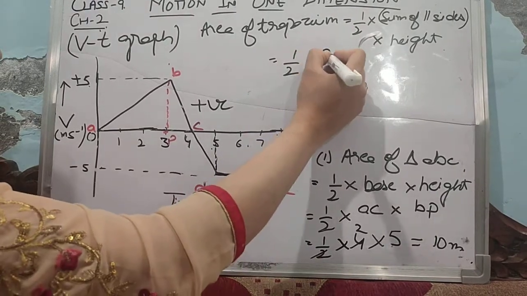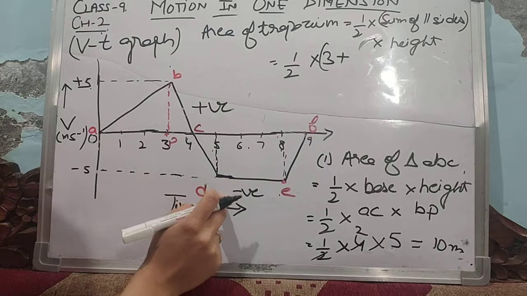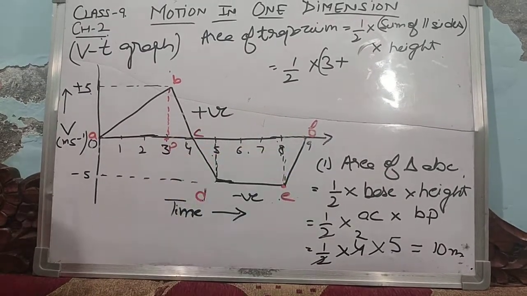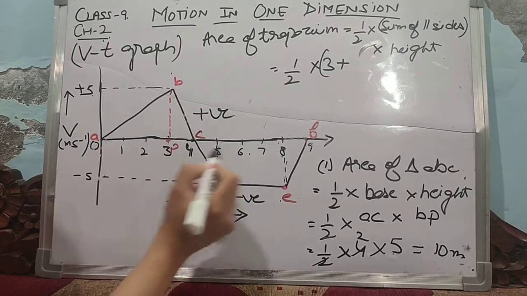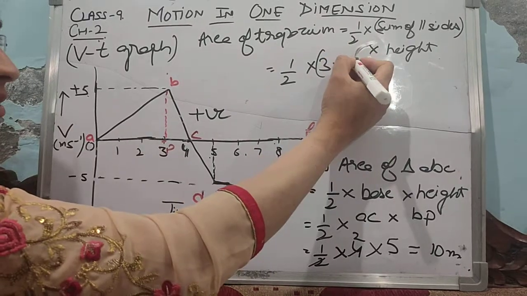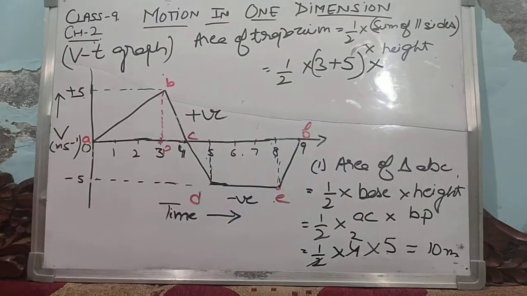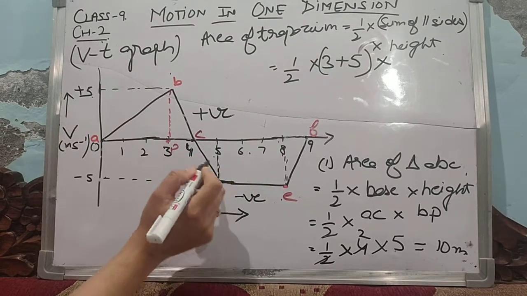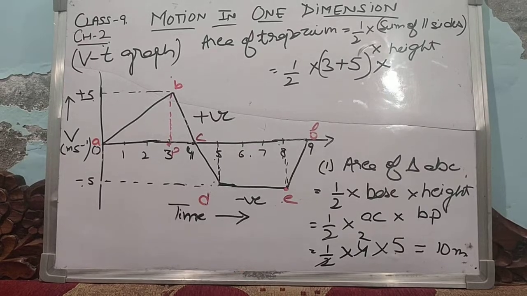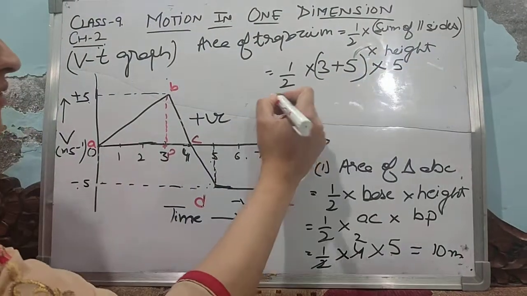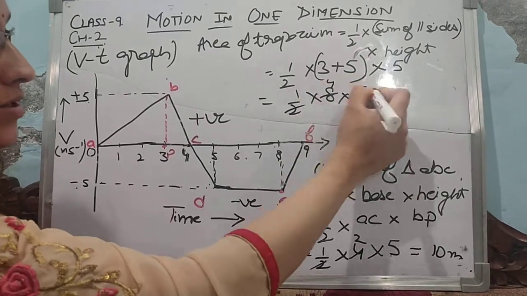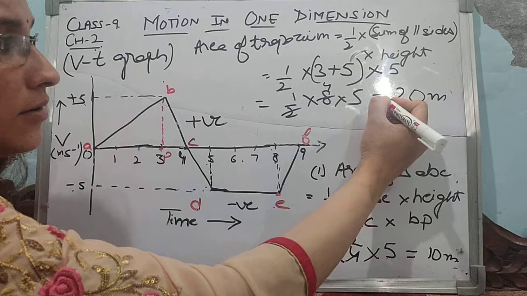So one side is 3 plus other side parallel to DE is your CF. What about the value of CF? Coordinate 4, and here we have coordinate 9. So 9 minus 4 is 5. I can write here 5 into height. Students, you can see here height below time axis is minus 5. Here I'll take positive only, right? So it will be 5. So it comes out to be half into 8 into 5. That is equal to 20 meter.